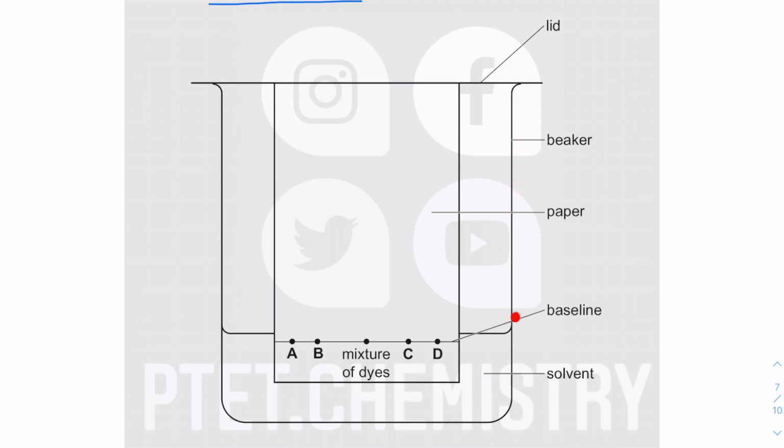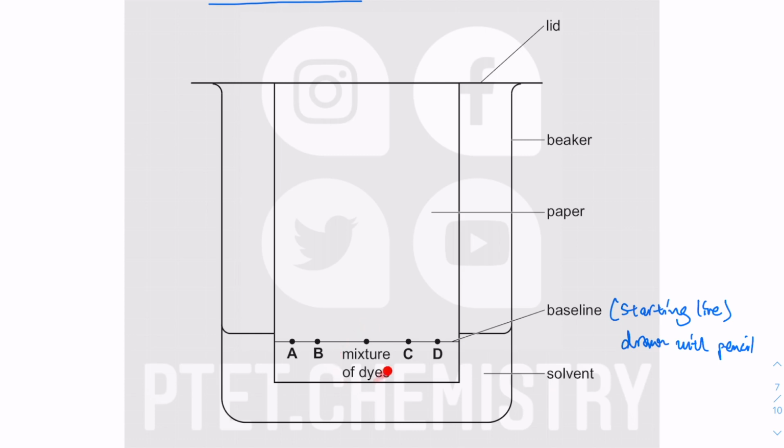It's supported inside a beaker, and this is the baseline, which you draw using the pencil. The solvent will slowly move up, and together with each pure substance, they will also move up depending on how soluble they are in the solvent. They will move further up if they are more soluble in the solvent. They will move slower, meaning they will not travel a great deal of distance, if they are not so soluble in the solvent.